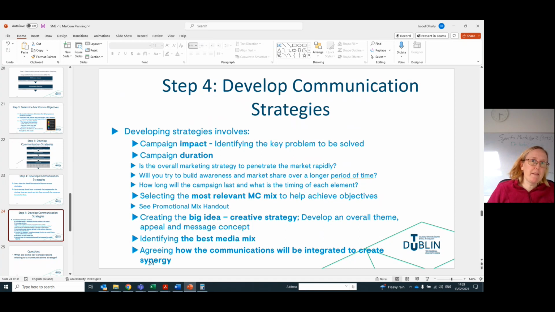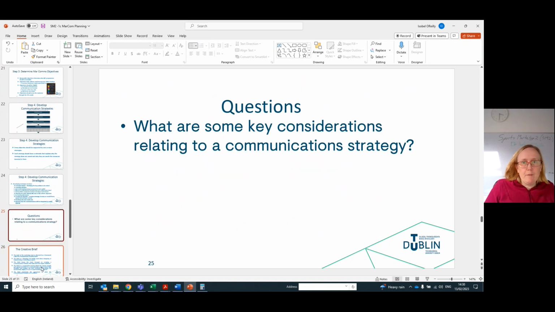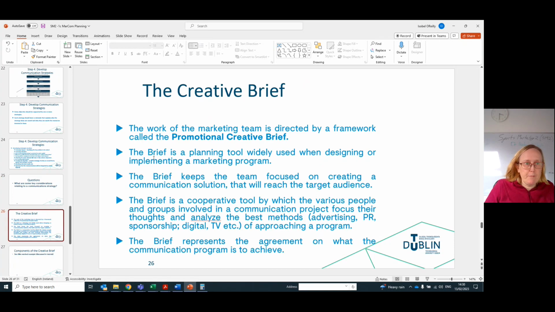Then identifying the best media mix. Once we know roughly what the message should be, we start to figure out the best way to get that kind of message out to that type of people. Again, it's about understanding your target market and what you're trying to achieve in this campaign. And then finally, agreeing how the comms will be integrated to create that strategy. So it's the coming together of your master brief, your master creative brief. The questions are just to jog your memory when you're doing your studies.